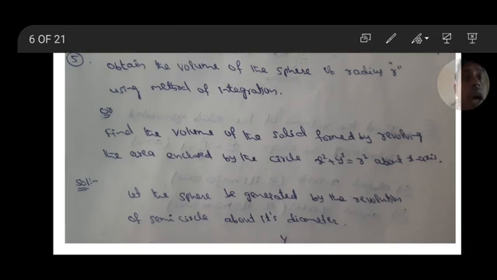Next problem, a very important problem. Obtain the volume of the sphere of radius r using the method of integration. For the volume of the sphere we know the direct formula 4 by 3 pi r cube, but we have to prove it using the method of integration. Or this question can be asked another way: find the volume of the solid formed by revolution of the area enclosed by the circle x square plus y square equal to r square about the x-axis. Either way it is the same question.